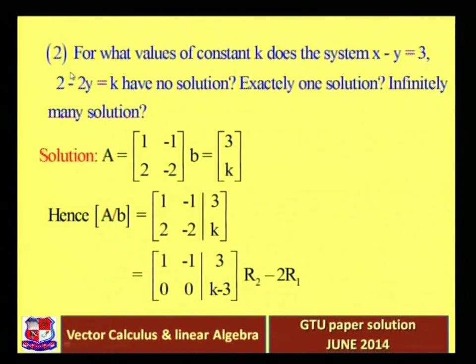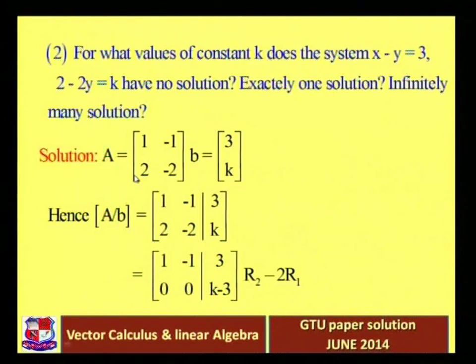Question 1, second part. For what values of constant k does the system x − y = 3, 2x − 2y = k have no solution, exactly one solution, or infinitely many solutions?